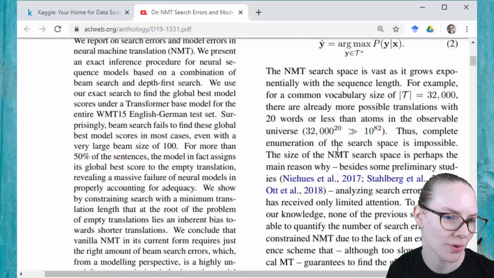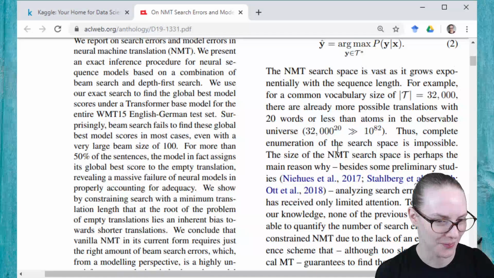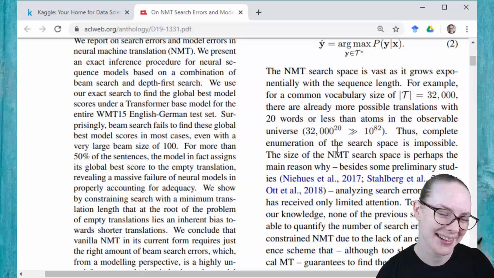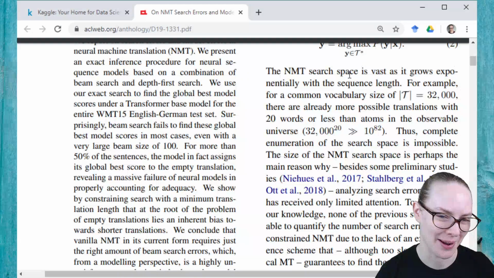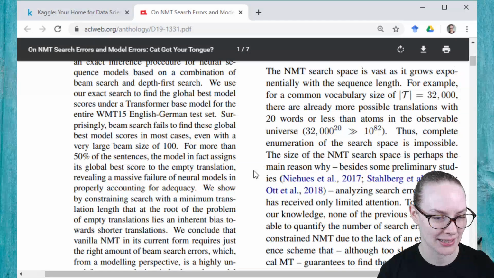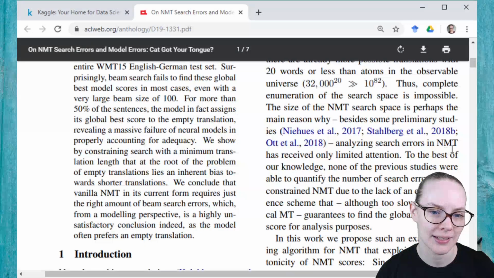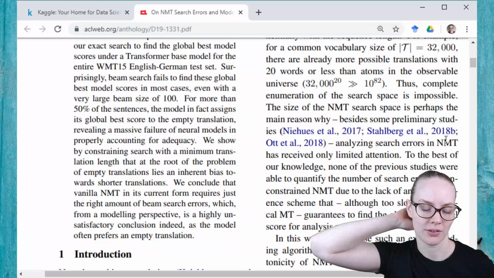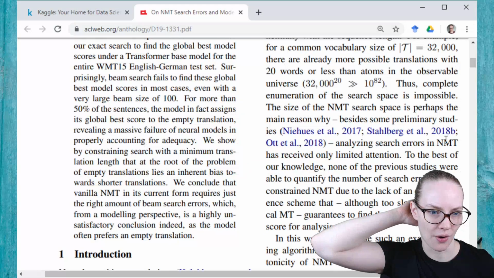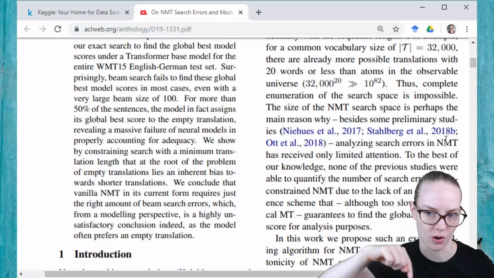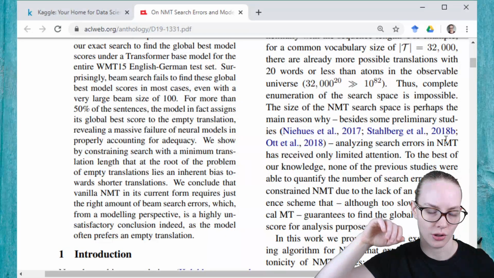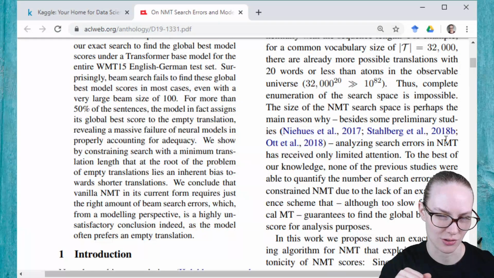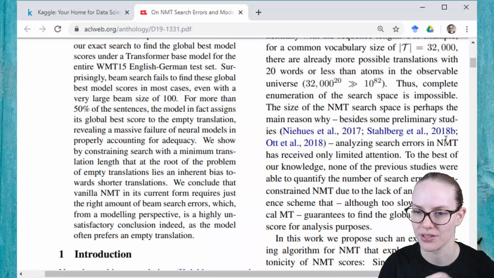Thus, complete enumeration of the search space is impossible, certainly ill-advised. The size of the NMT search space is perhaps the main reason why, besides some preliminary studies, analyzing search errors in NMT has received only limited attention. Because if you're trying to figure out how you got things wrong, you need to look at all the possible ways you could have gotten things wrong, or at least a large slice of them, and if there's an intractably large number of them, then you can't say as much.